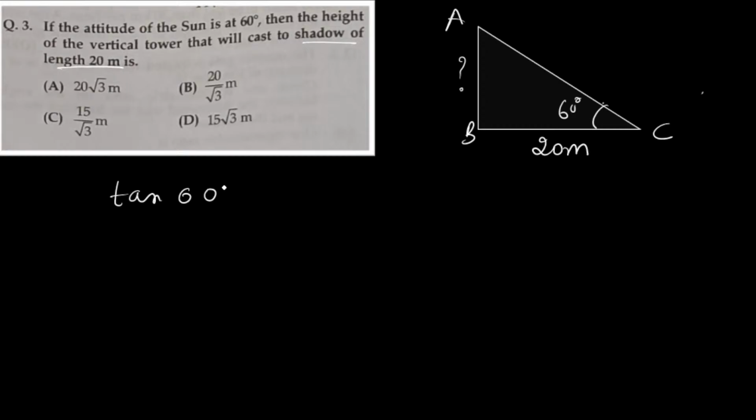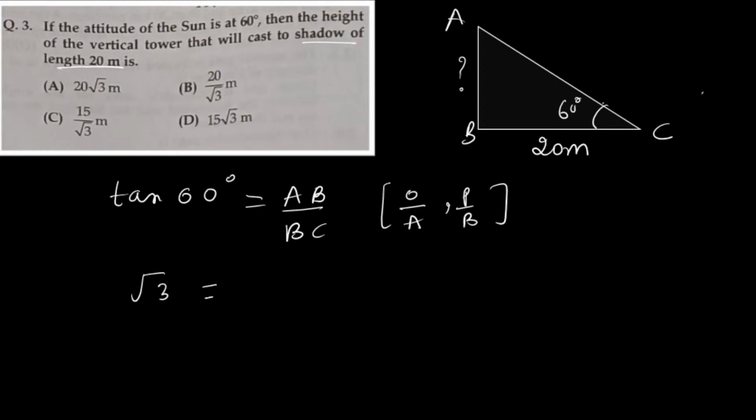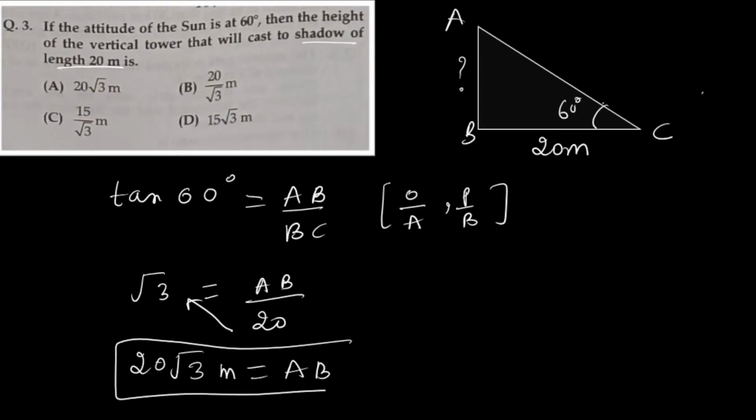So tan 60 is equal to AB by BC, perpendicular by base, or opposite by adjacent. Tan 60 is root 3. AB's value we have to find. BC is 20. So if I shift 20 to the other side, it will become 20 root 3 meters. AB is equal to 20 root 3 meters. Yes, so it is option A. 20 root 3. Option A.